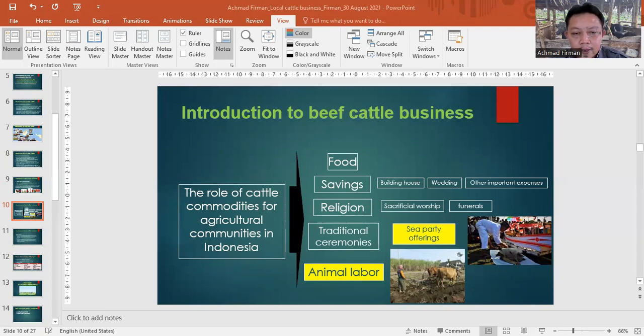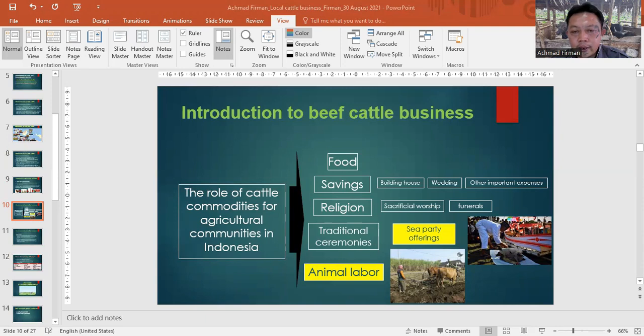Secondly, some agricultural communities in Indonesia consider cattle as savings. Why? Because cattle are kept only as a side business. Cattle is a liquid asset because it can be sold if a farmer needs it. Generally, farmers sell cattle for the needs of wedding ceremonies, building houses, fees for going to Hajj, school fees, traditional ceremonies, and others.